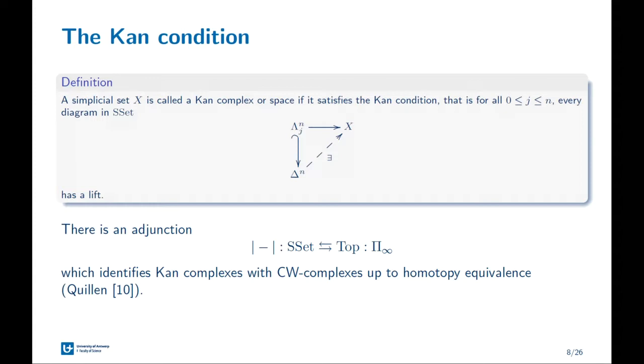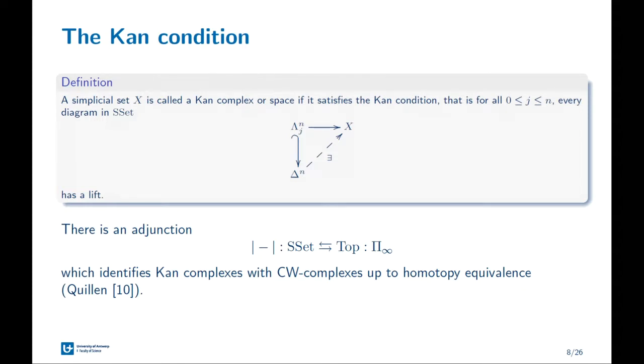So there's the following result by Quillen, which says that there's an adjunction of categories like this. So here's the category of simplicial sets, here the category of topological spaces. And we can say that this adjunction identifies Kan complexes with CW complexes. CW complexes are especially nice kinds of topological spaces, but only up to homotopy equivalence. So if you're only interested in topological spaces up to homotopy equivalence, then the idea is that you can just as well take Kan complexes, which are of a much more combinatorial, a little more rigid nature, and are in that sense sometimes easier to work with.